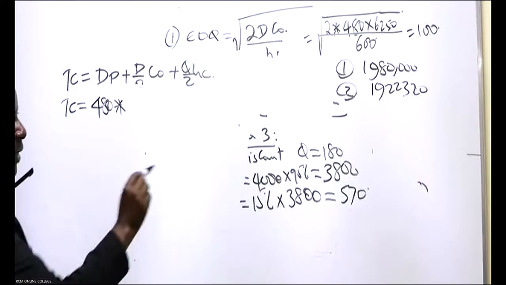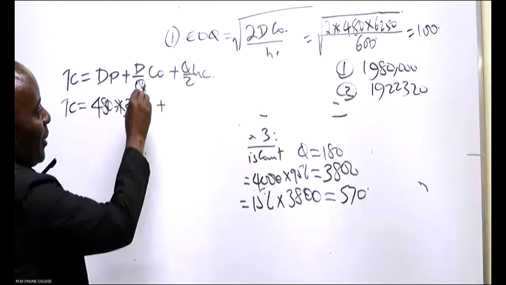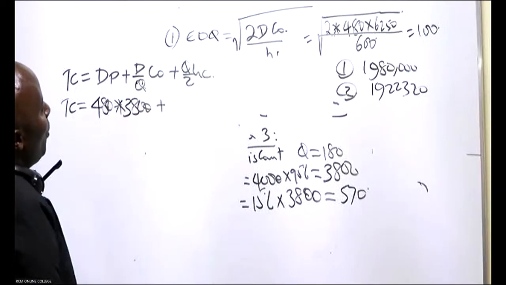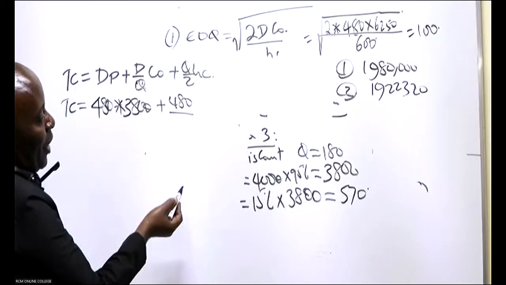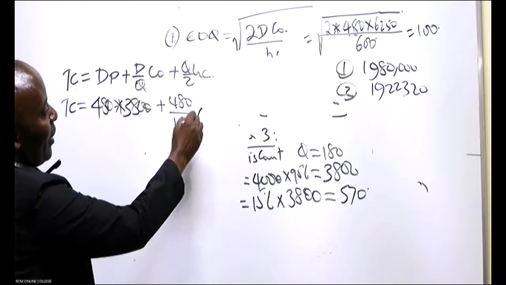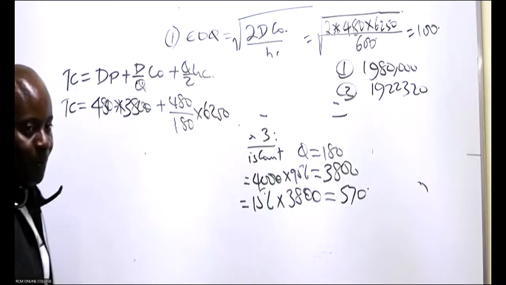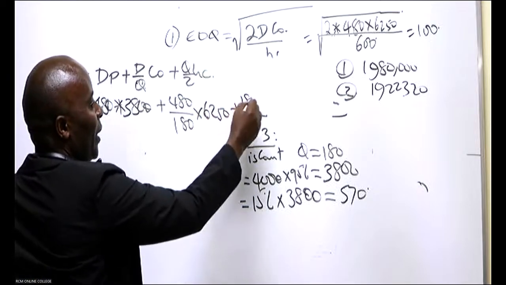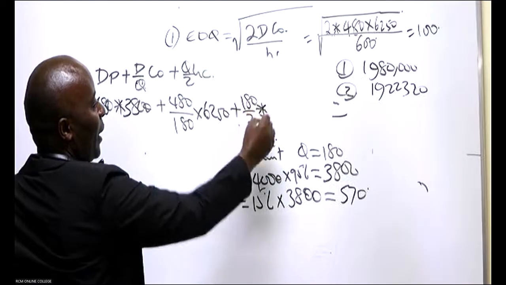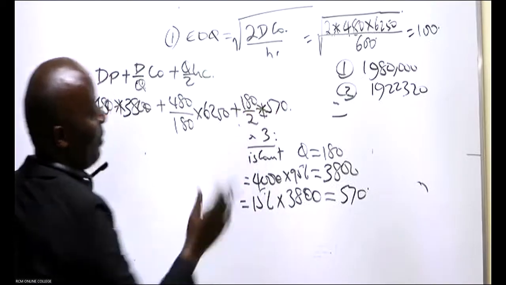Number of mattresses being bought in a year is 480. The price is 3,800, plus annual demand 480 divided by Q, this time rounding up, 180, times cost per order, which never changes, 6250, plus Q over 2. The Q is 180 over 2 times HC. HC, we know it's what here? 570.